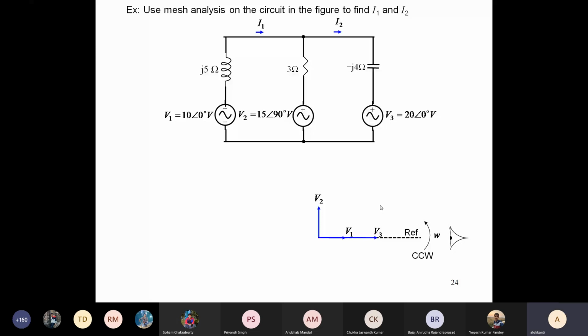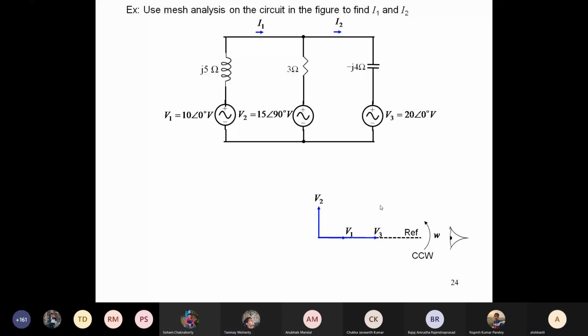I2, how much? Sir, I2 is 7.08 angle 214.1 ampere. It is in the third quadrant. Third quadrant, okay, and maybe it is correct. Sir, I have the angle in the negative.